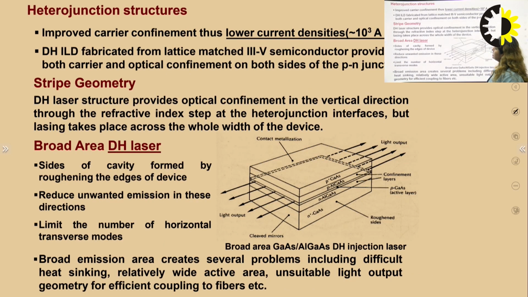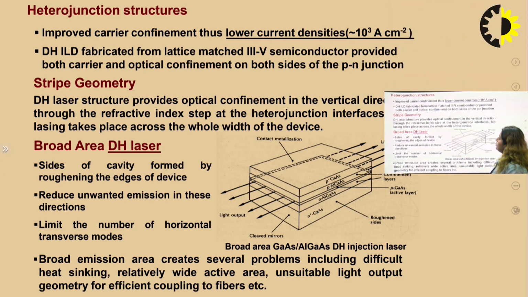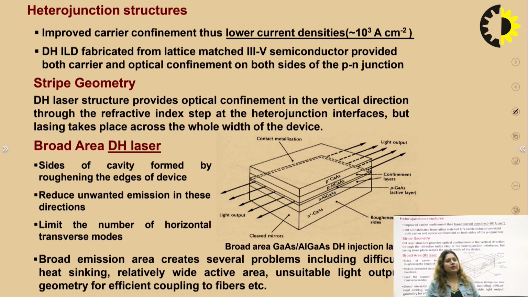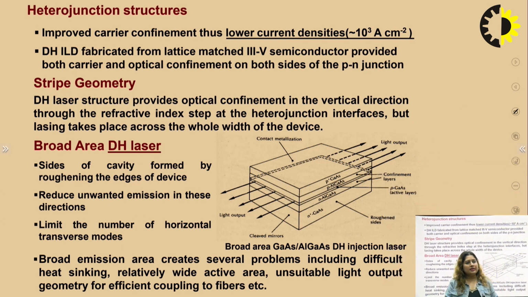Next we have the heterojunction structure. This is a new structure called heterojunction. It gives improved carrier confinement, thus lower current densities, around 10 to the power 3 ampere per centimeter square. Stripe geometry is another kind of structure. With this stripe geometry, you can see it has p plus gallium arsenide, n plus gallium arsenide, and in between, p aluminium gallium arsenide and n aluminium gallium arsenide, and there is a stripe of active region.